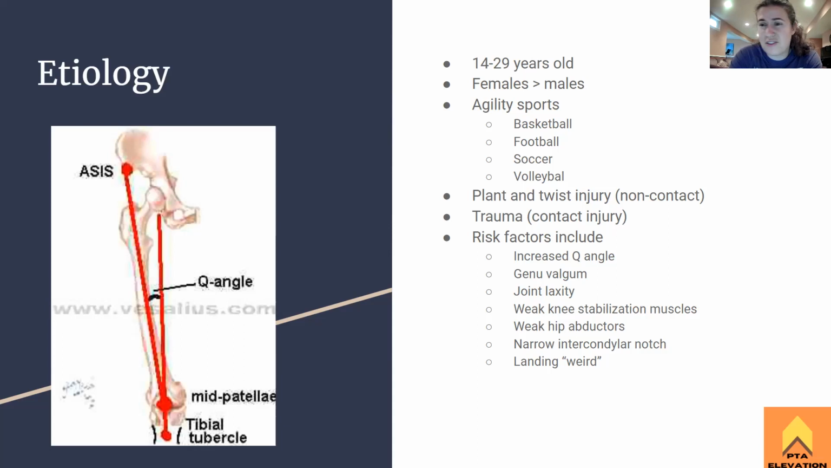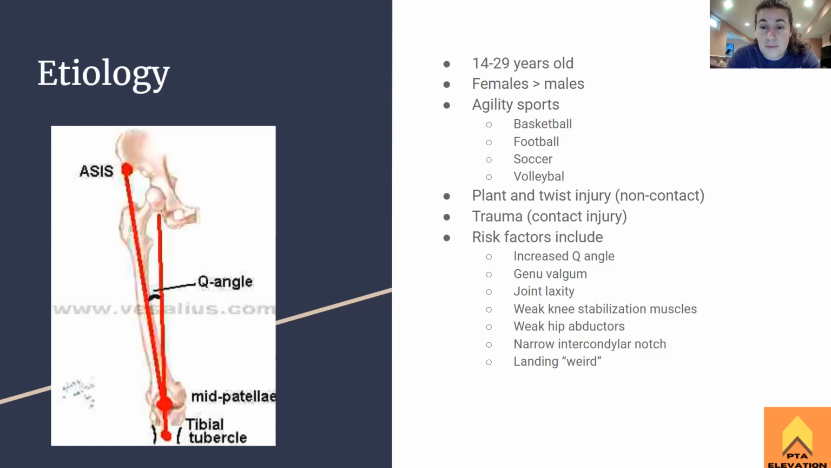But a lot of times you'll see just a plant and twist. I know my friend tore his ACL because he was playing ultimate frisbee. They just plant and twist and no one was around him and he tore his ACL. That kind of injury, that would be a non-contact injury. So literally anything where you're twisting, planting, cutting, all of that stuff, that's going to put you at risk.